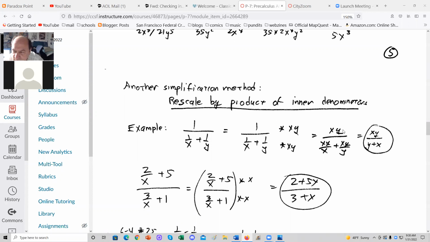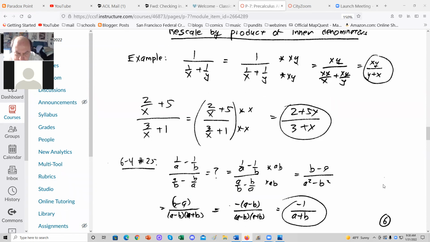1 times xy is xy. 1 over x plus 1 over y times xy is xy over x plus xy over y. And after a small amount of simplification, you get xy over y plus x. So the reciprocal of the sum of reciprocals is the product over the sum. We'll see more about that later.